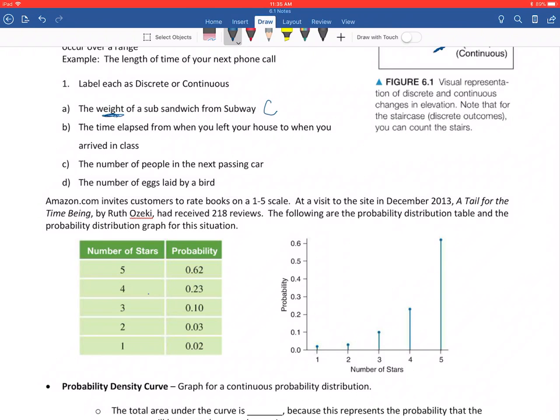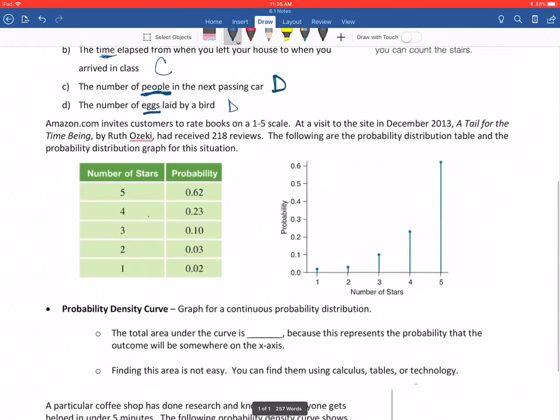The time elapsed from when you left your house. So again, time is always continuous. We can measure that very precisely, very accurately, all those tiny little fractions and decimals. The number of people in the next passing car, people are always discrete. 1, 2, 3, 4, there are no fractions there. And the number of eggs laid by a bird, well, again, we would look into a nest and say there are 1, 2, 3, 4, 5, etc. eggs. That would be discrete. So you want to be able to recognize whether you're talking continuous or discrete because that will lead you to what type of a probability distribution you are going to create.